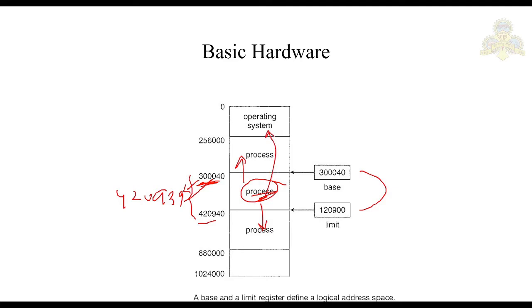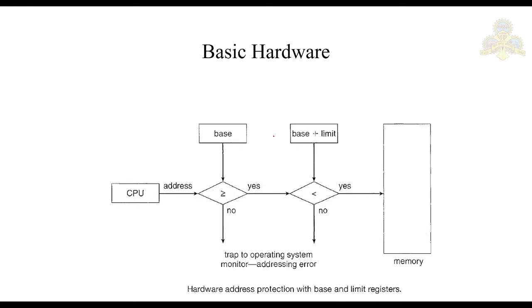Okay, so let's see the diagram now. So here, whenever your CPU generates the address, right? Here you can see CPU generates the address. That means it is trying to access some location in the main memory, so that whatever instruction is kept in that particular location can be executed. Okay, so first what does the CPU do? It generates an address. Then this particular address, whatever the CPU has generated, is checked or compared with the base register value.